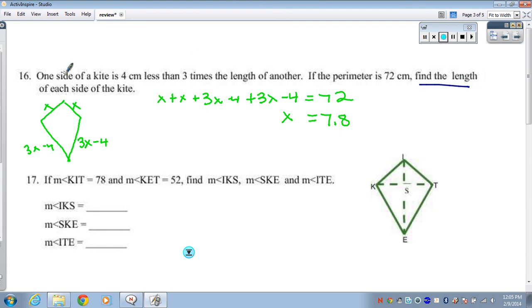Find the length of each side of the kite. Well, this is 7.8. This is 7.8. Substitute 7.8 in there. This side is 28.2. This side is also 28.2. Next one.